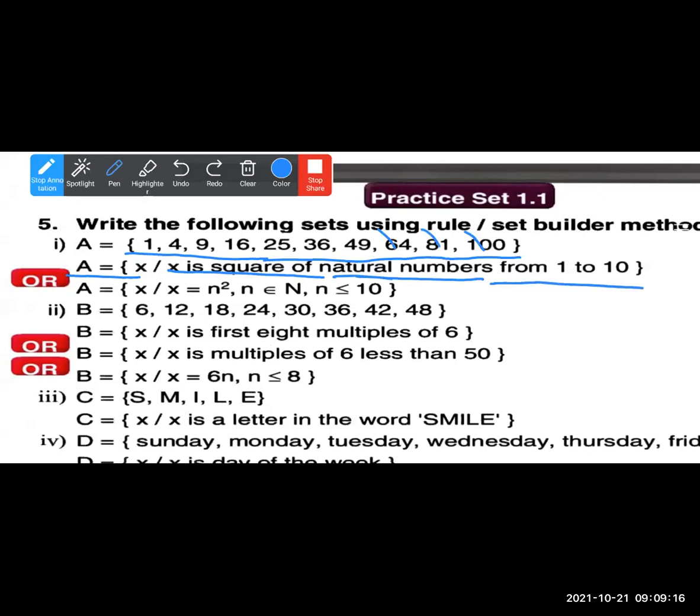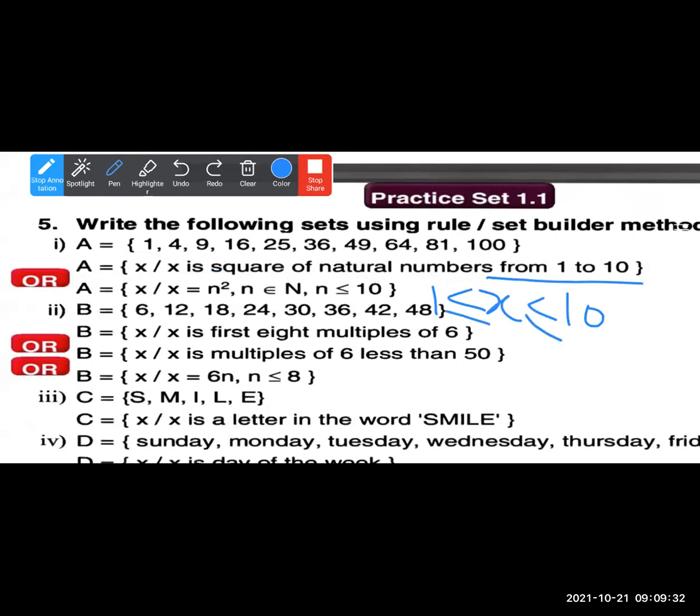So the numbers are from 1 to 10. Between 1 and 10, less than 10, there are several differences. From 1 to 10 means 1 and 10 are included. 1 less than x, less than 10.